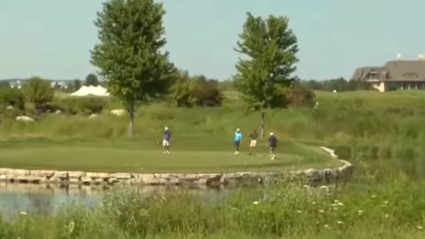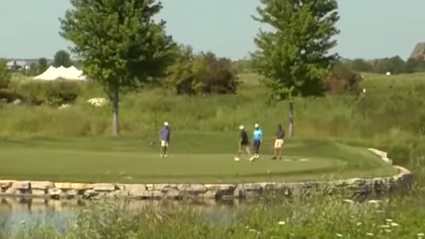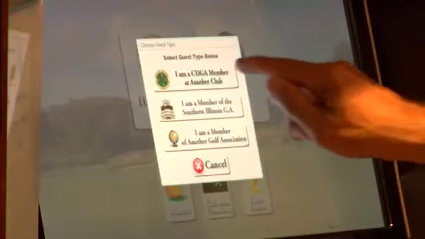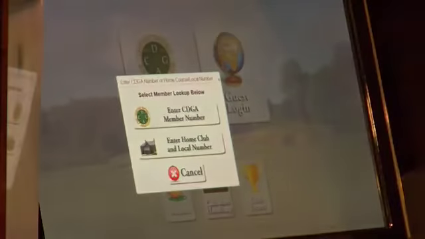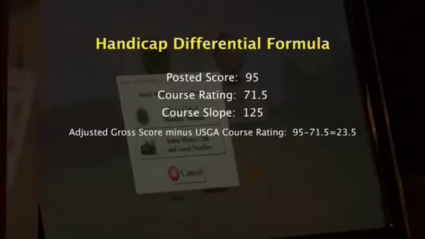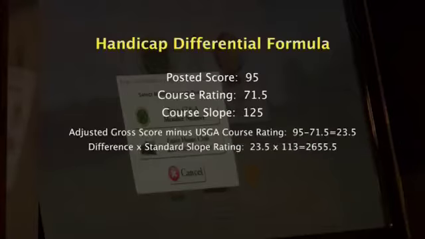The rating and slope can change drastically from front tees to back tees on the same course and vary greatly from track to track. It's no wonder they play a huge role in determining one's handicap index. Let's take a score of 95 posted on a course with a rating of 71.5 and a slope of 125 and use the USGA's formula to come up with a handicap index. The rating of 71.5 is first subtracted from the posted score of 95, giving us 23.5. 23.5 is then multiplied by 113, the USGA's slope standard.